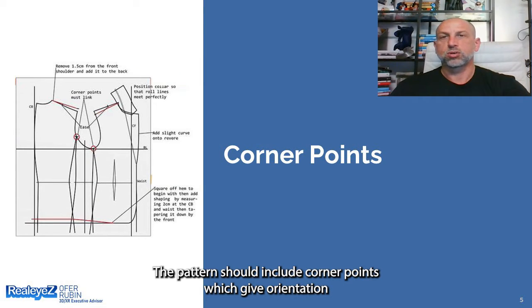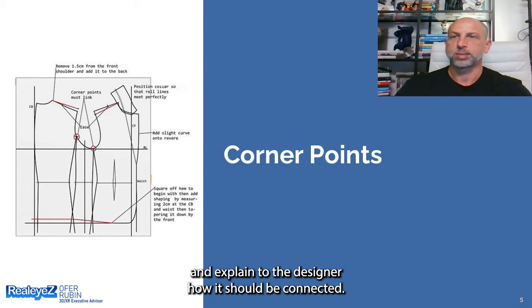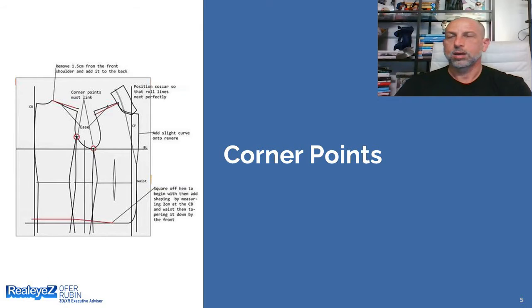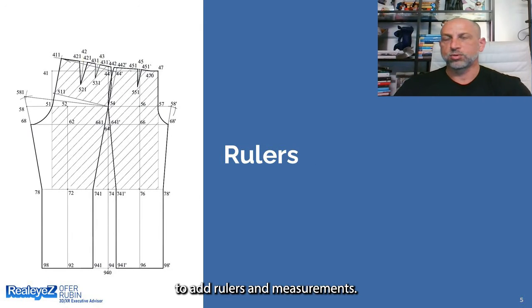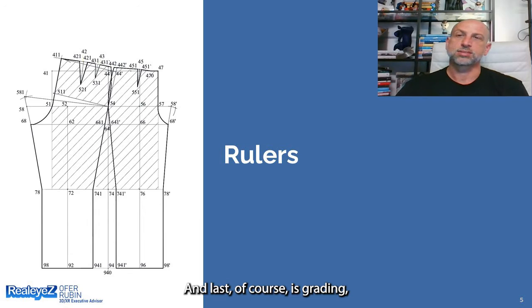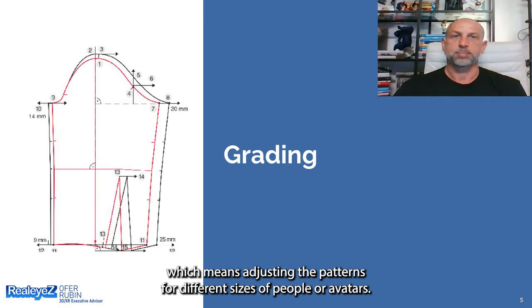The pattern should include corner points, which give orientation and explain to the designer how it should be connected. It's important and helpful to add rulers and measurements. And last, of course, is grading, which means adjusting the patterns for different sizes of people or avatars.